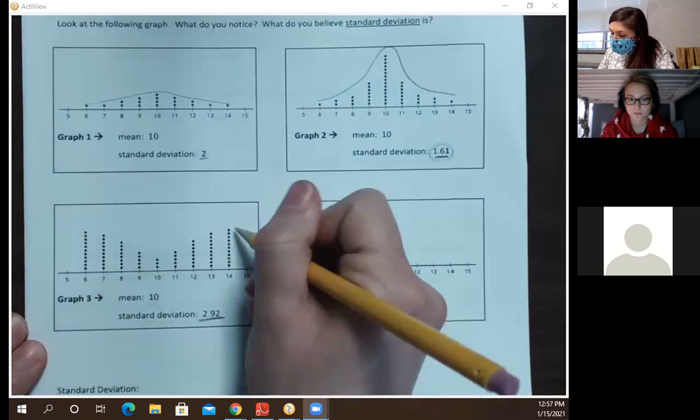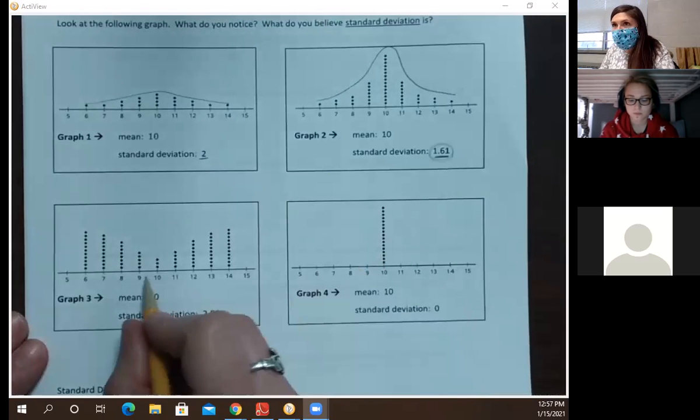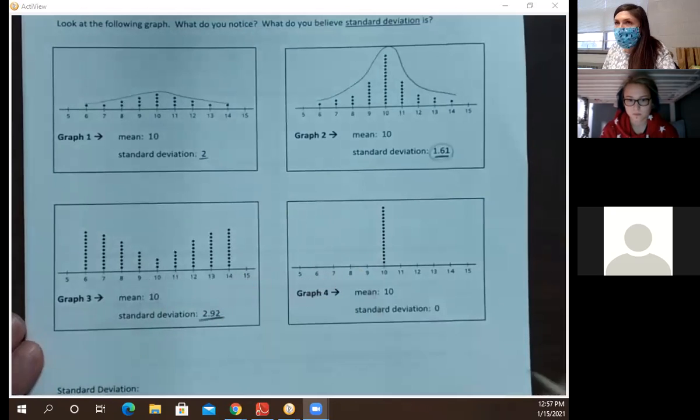Okay? Because my data is clumped at either end, and I don't have a lot in the middle, that standard deviation is greater.